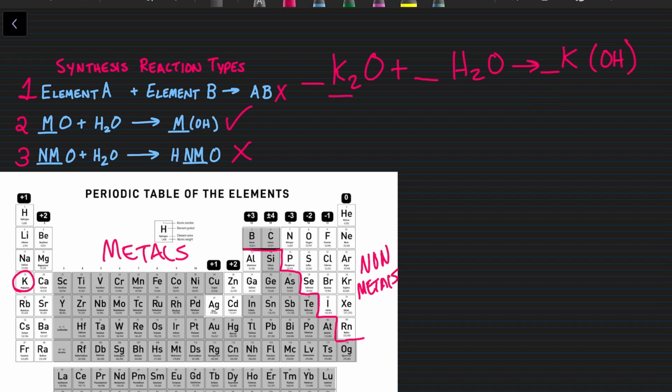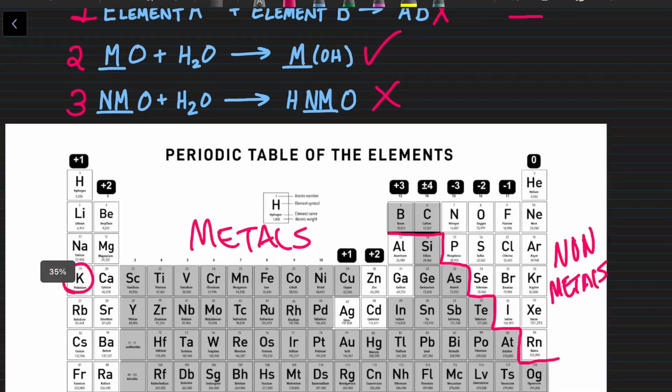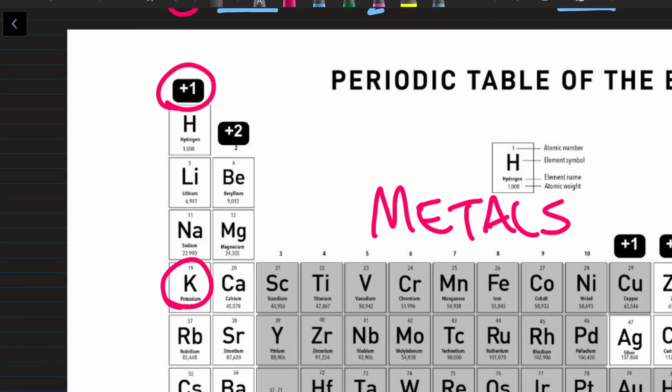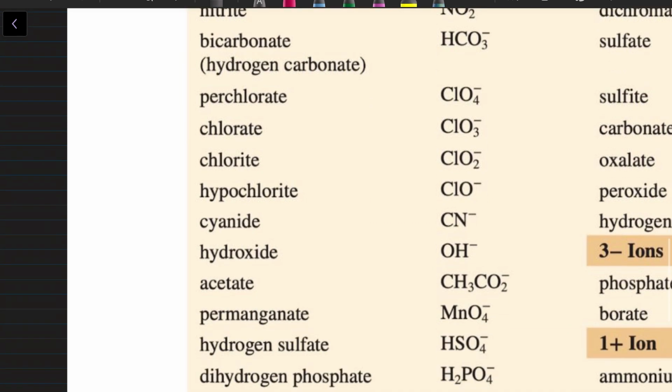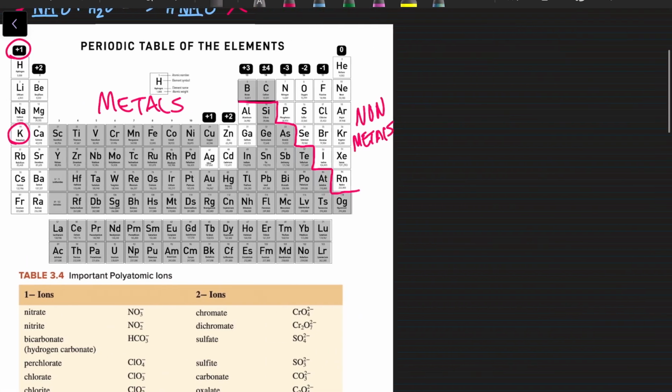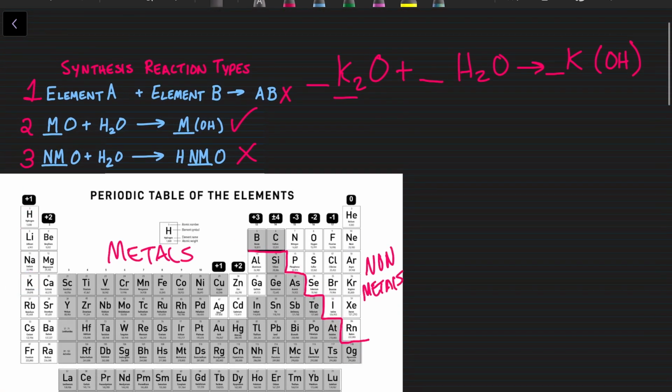Next, we're going to look for the ionic charges for our element K, and then for the polyatomic ion of hydroxide. So K is +1 and hydroxide is -1. So they are in a 1-to-1 ratio, which means that we can crisscross them, but they're still going to be the same. Now that we have this, we crisscross, and like I said, the ones are redundant, so we technically don't even have to write them down. It's just so that you understand what's going on. So I'm going to erase them.